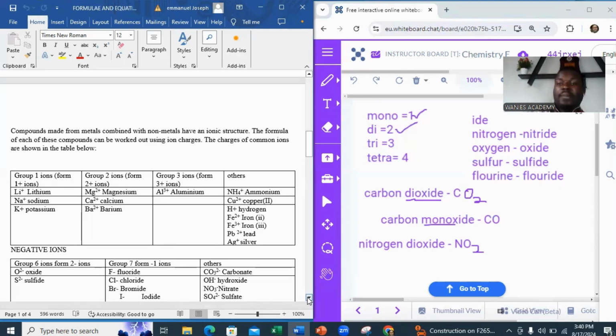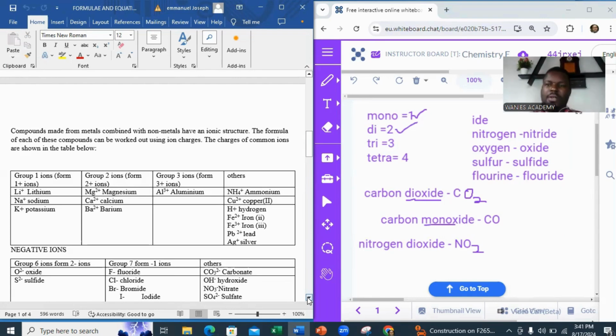If you check the examples we've treated so far here, we were treating molecules, and molecules are just non-metals combining with themselves, okay? But now we want to look into metals combining with what? Non-metals. When this occurs, you get what we call an ionic compound, okay? So we'll be looking at the ionic compounds now. So how do we get the charge of metals first?